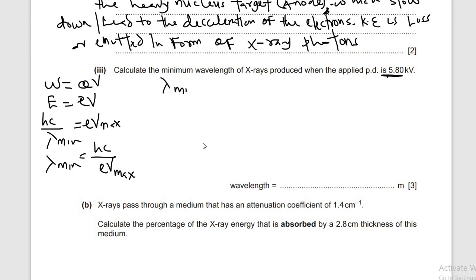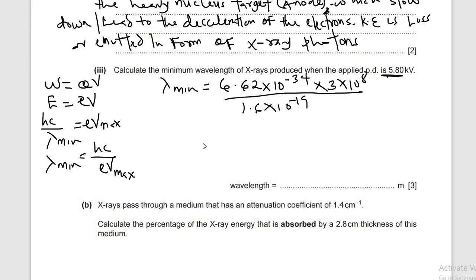So for the minimum wavelength, h is 6.62, I guess, times 10 to the power minus 34. Speed of light, c, 3 times 10 to the power 8. e is 1.6 times 10 to the power minus 19. Voltage 5.8 kilovolt, 5.8 times 10 to the power 3. So use a calculator, punch it in, 2.14 times 10 to the power minus 10. So the minimum wavelength is 2.14 times 10 to the power minus 10.